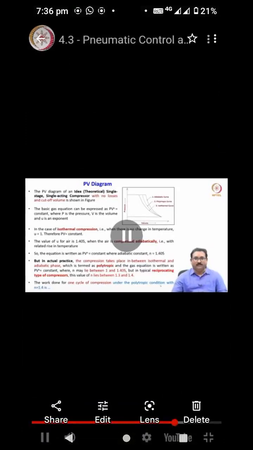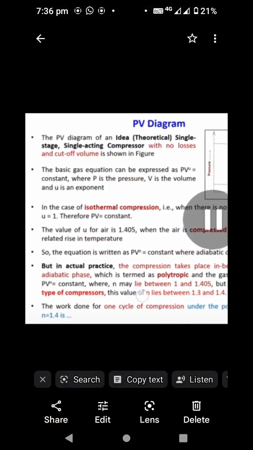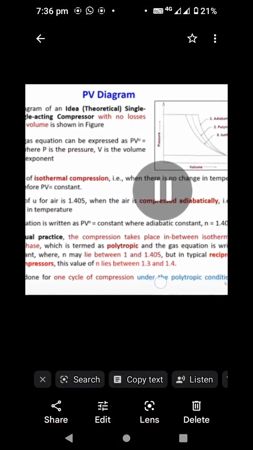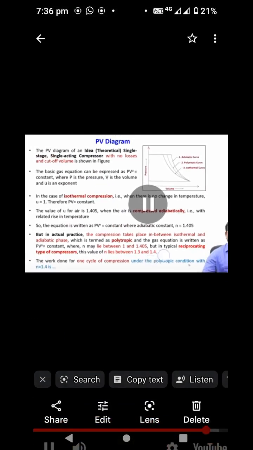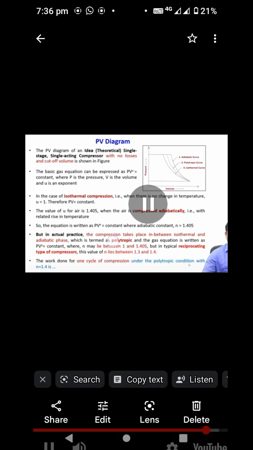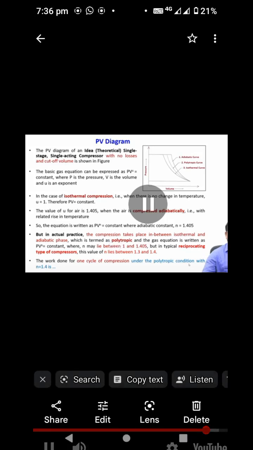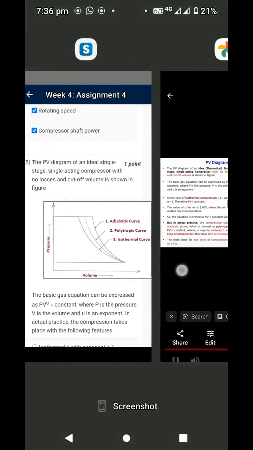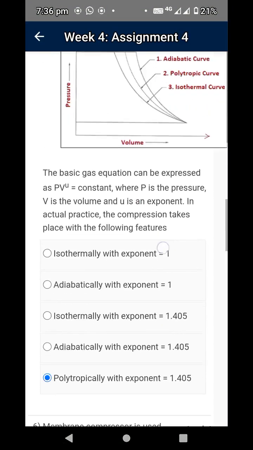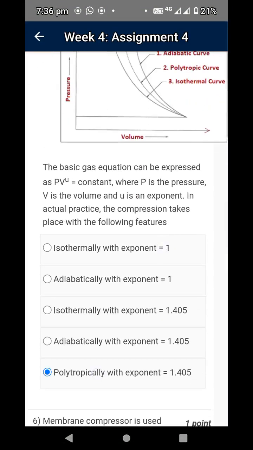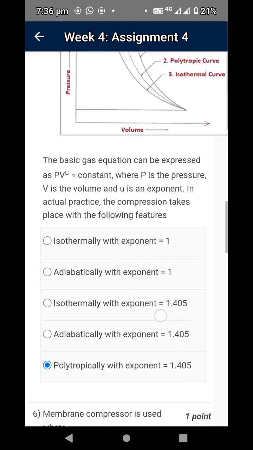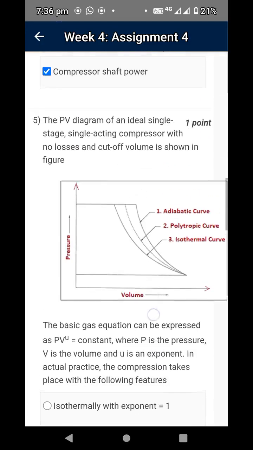As per the PV diagram for an air compressor, the compression takes place between the isothermal and adiabatic phases, which is termed polytropic. So polytropic is the condition, and as per the condition, n lies between 1 and 1.405. So the option is polytropically with the exponent value 1.405. This is the answer for question number 5.